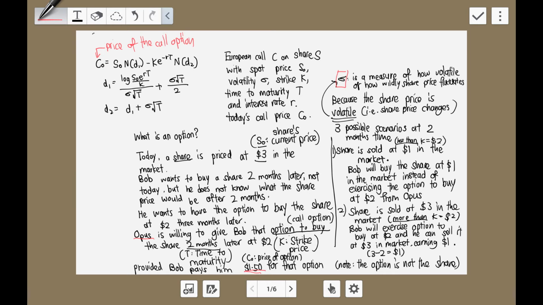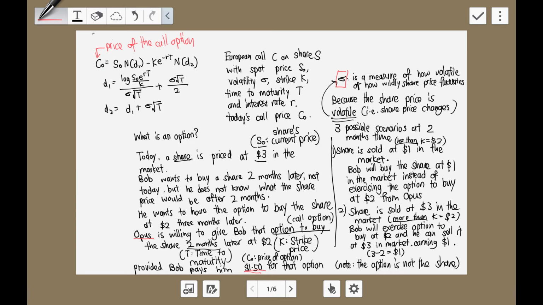And let's say in scenario 2, the share is sold at $3 in the market. Now the share is sold at a higher price in the market than if he bought with that option. So now Bob will exercise the option to buy the share at $2 from Opus. After he buys the share at $2 from Opus, he could sell in the market for $3. It means he potentially earned $1 for nothing, but he's still making a loss because although he earned $1 here, he paid $1.50 upfront. So overall, there's a net loss of 50 cents.